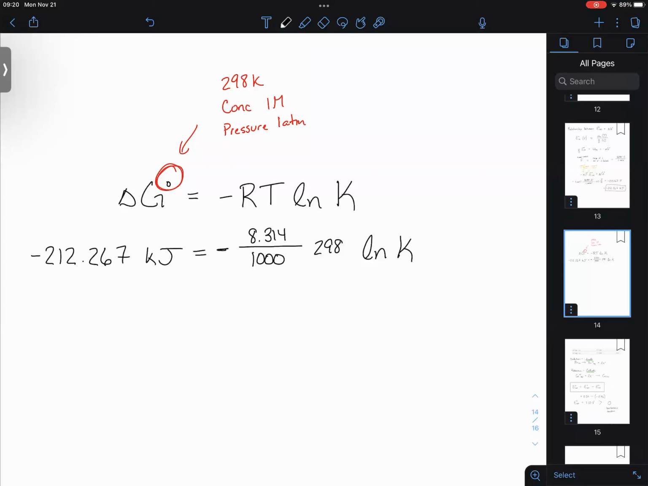And I guess I should open that up. You should get a gigantic number, right? Because we got this huge negative number for delta G. So it makes sense to get this gigantic number for your equilibrium constant as well.